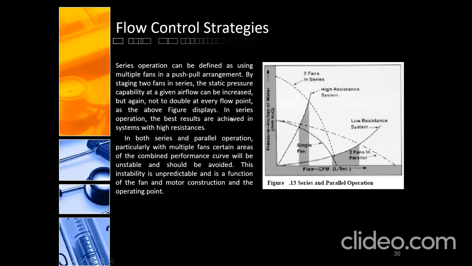As the above figure displays, in series operation, the best results are achieved in systems with high resistance. And both series, kasi yung pressure mo, yung resistance mo, nag-a-add ang pressure. So dito sa ano naman, nag-a-add lang yung flow, kaya capacity mataas. In both series and parallel operation, particularly with multiple fans, certain areas of the combined performance curve will be unstable and should be avoided. This instability is unpredictable and is a function of the fan and motor construction and operating point.